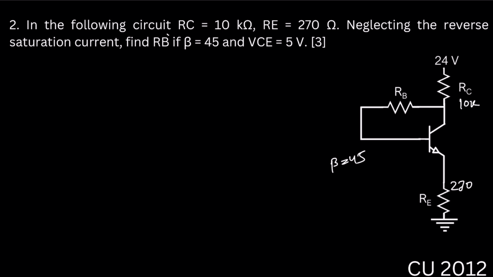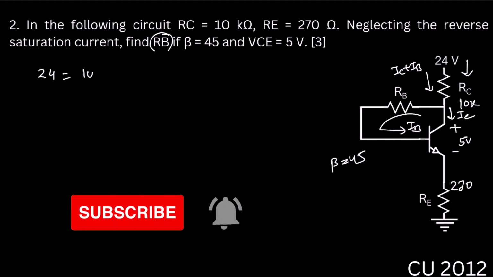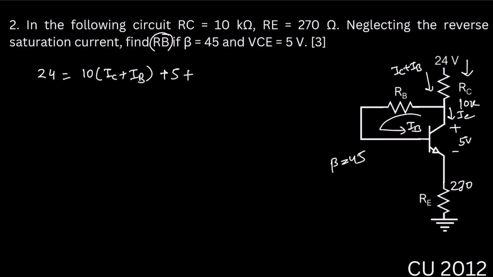They want the value of RB when VC is 5 volt, right? So this one will be IC and this current will be IB. So this current will be IC plus IB. So if we use the KVL at the output loop, we will get 24 equal to 10 into (IC plus IB) plus 5 plus 0.270 into (IC plus IB).